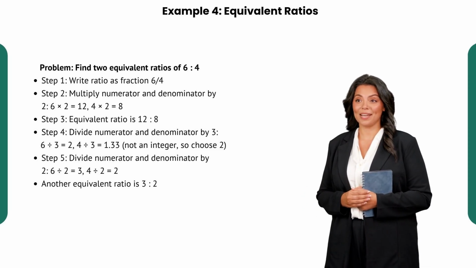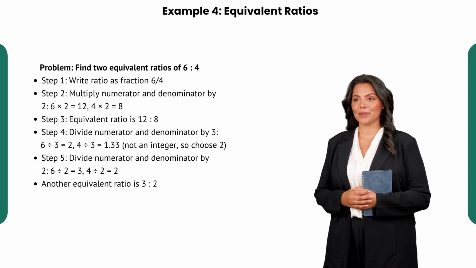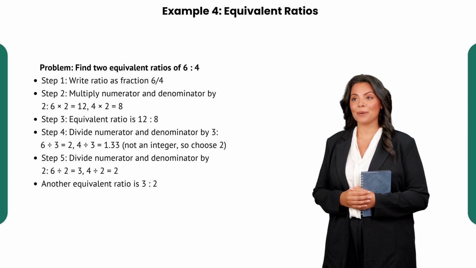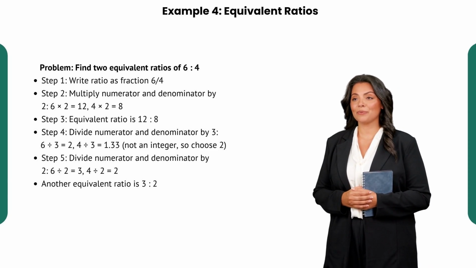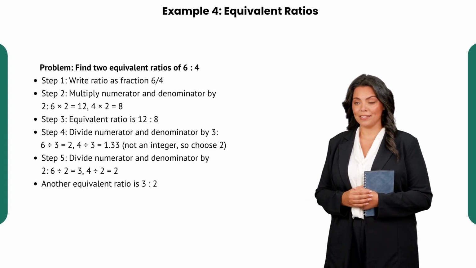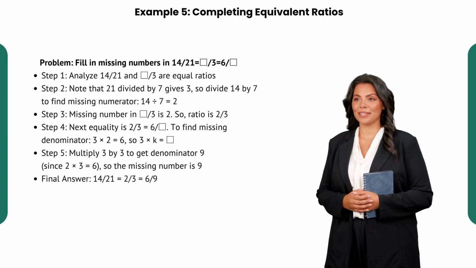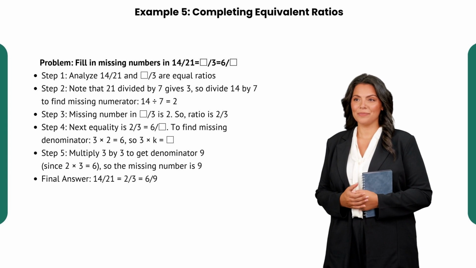Equivalent ratios maintain the same proportion even when the terms scale up or down. You can find more by multiplying or dividing both parts by the same number. Try this with other ratios you come across to grasp the concept solidly. Let's work through filling missing numbers in the chain of equivalent ratios.